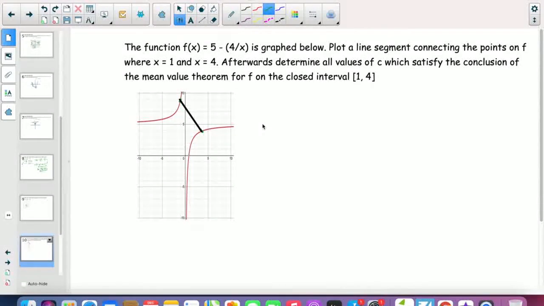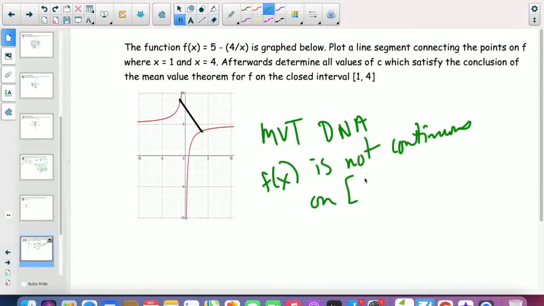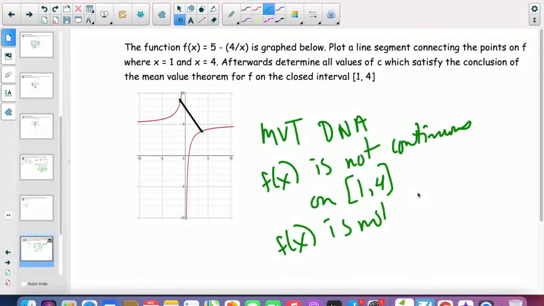So we would have to say for this one that the mean value theorem, the MVT, does not apply, because the function f of x is not continuous on the closed interval 1 to 4, and f of x is not differentiable on the open interval 1 to 4. So there are two things that keep the mean value theorem from applying in this problem.